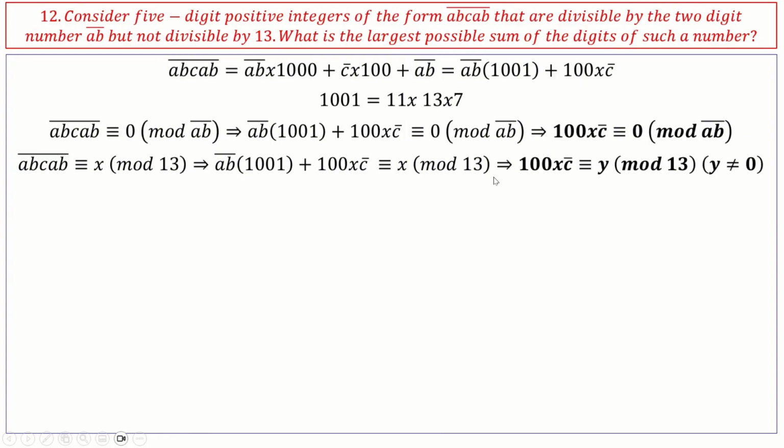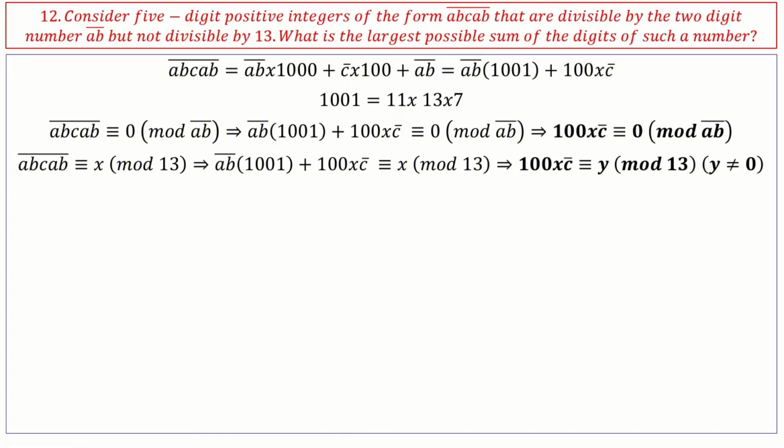What is the meaning of this? We know that this one is divisible by 13 already. Correct? So I am looking at 100 times C should not be divisible by 13. So 100 times C congruent to Y mod 13, where Y is not equal to 0, means 100C should not be divisible by 13. So these are my two conditions which I need to solve the problem. One is 100C congruent to 0 mod AB, means it should be divisible by AB, and 100C should not be divisible by 13.